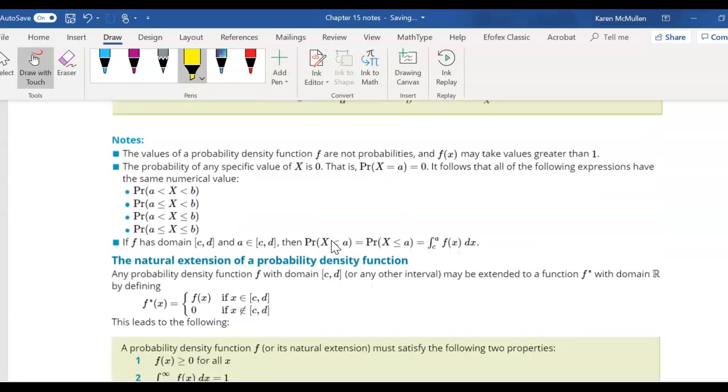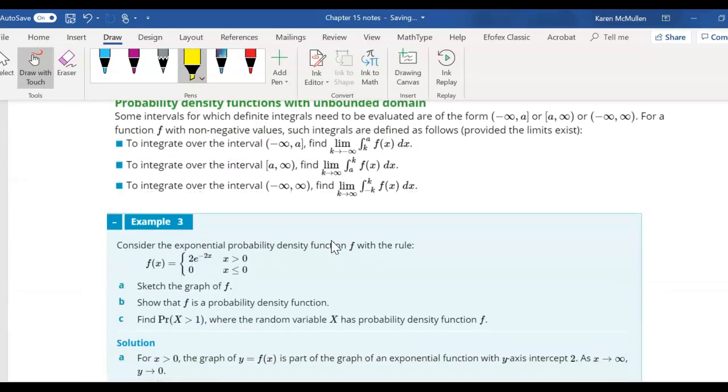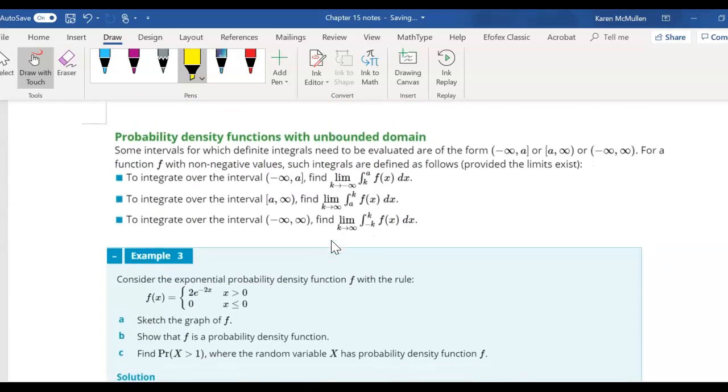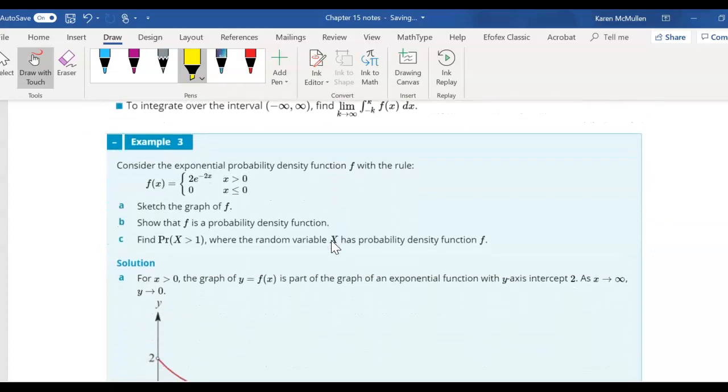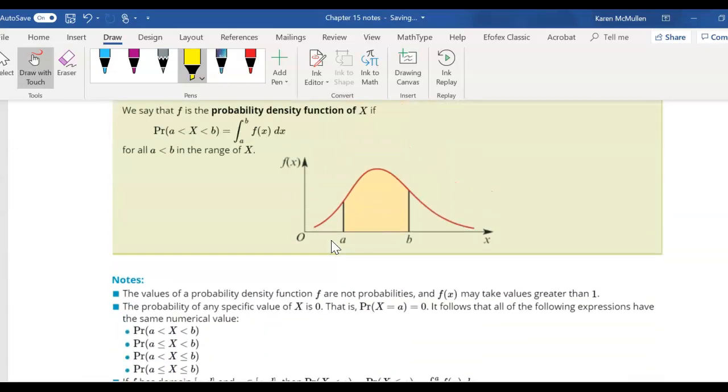Actually, I wonder, did I put them on here? Let me just quickly scroll. Oh, there's example 3. Okay. So we'll get to that in a sec. Sorry. Oh, glitchy.